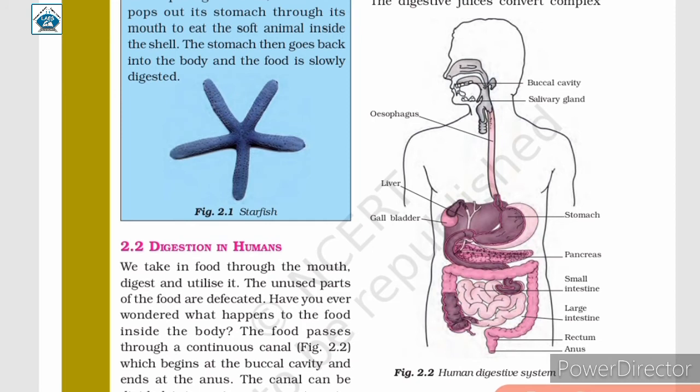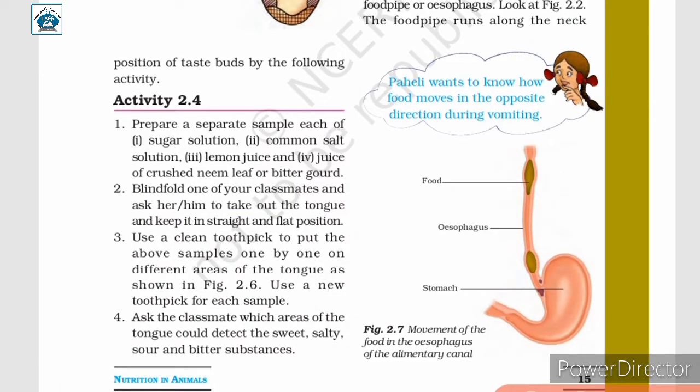After the food is chewed properly in the mouth, the swallowed food passes into the food pipe or the esophagus. As you can see here in figure 2.2, the food pipe runs along the neck and the chest. The food, when chewed, moves to the food pipe and reaches the stomach through this path. The food moves in downward direction in the food pipe, as you can see here. This movement takes place throughout the alimentary canal, because of which the food is pushed downwards.